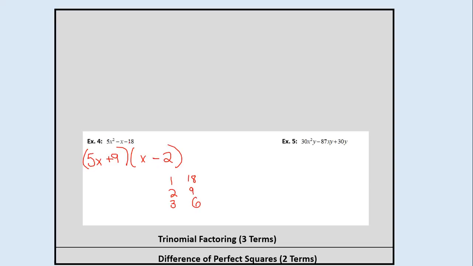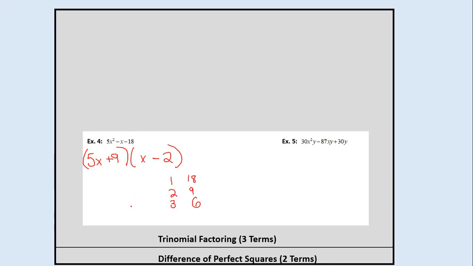But 9 times -2 is still -18. So keep that in mind, guys. That does work. You just need to try. Guess and check is frustrating because of the need to check everything. If it doesn't work, sometimes you just need to check it.